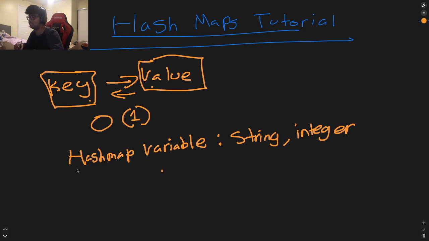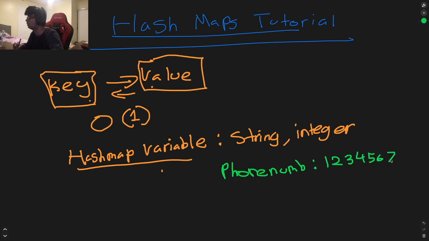So let's continue on with this hash map variable example. Let's suppose I have a string and it's called phone number, and its value will be my phone number, 90. This is a very good example of where hash maps can be used, because let's suppose you have hundreds of different phone numbers. You can store every single one of these here.